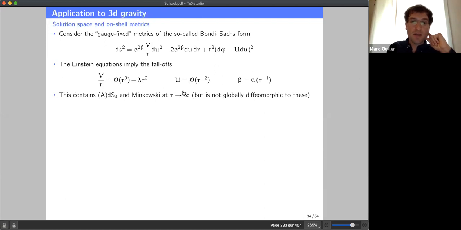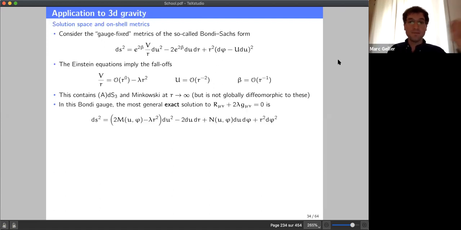So you see that, for example, as r goes to infinity, depending on the sign of the cosmological constant lambda, this contains Minkowski space or AdS3 or dS3. But importantly, notice that this contains, for example, Minkowski, but is not globally diffeomorphic to Minkowski, precisely because the factor in front of du squared does not have to be -1. It can be anything. So it's something a bit more general.